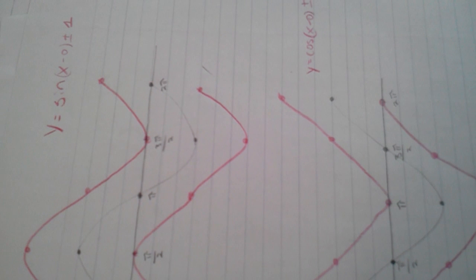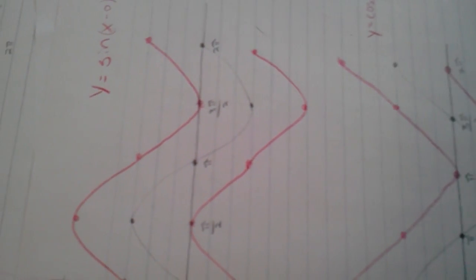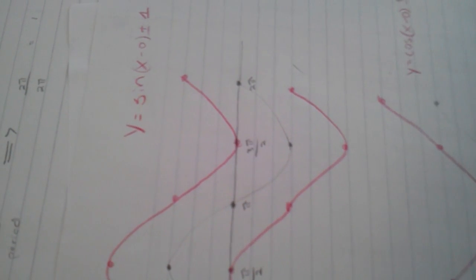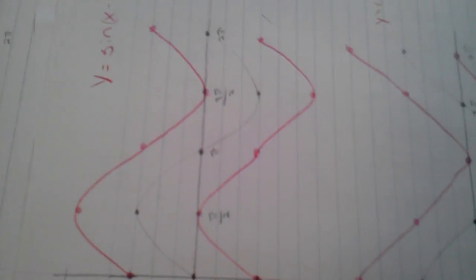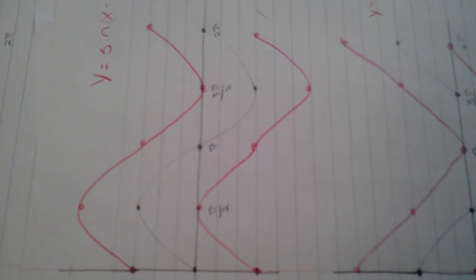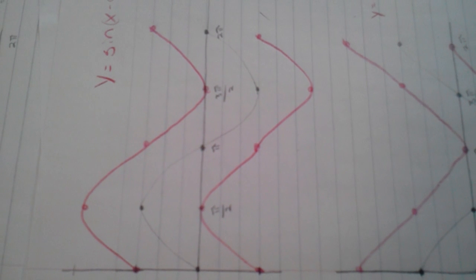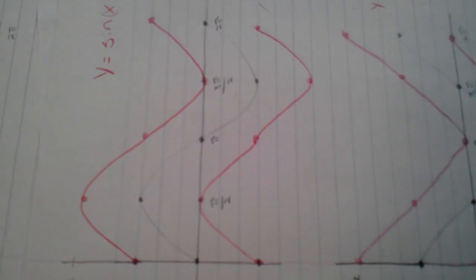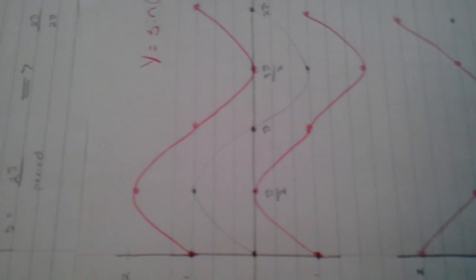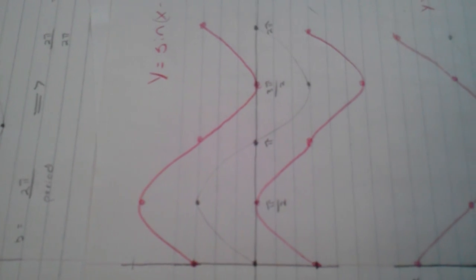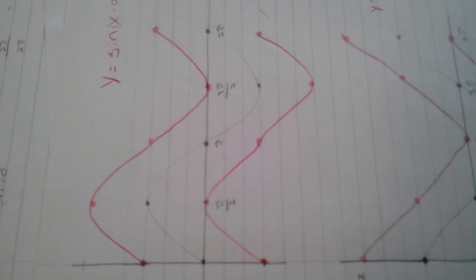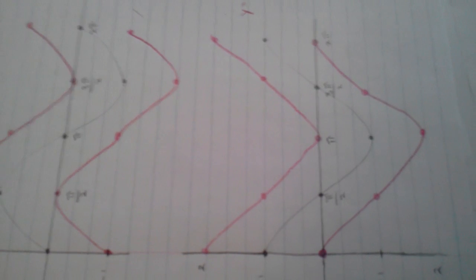Here we have d. D is the vertical translation, and so when you have the sine of x and then plus 1, you get the graph that moves up 1 vertically, and then for cosine you have the same thing, the graph moves up 1.